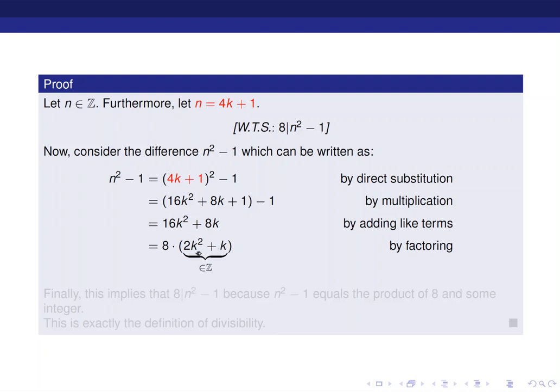But remember, k was an integer, so therefore 2k squared plus k is also going to be an integer. This is highly important because if we know that 8 times an integer is equal to n squared minus 1, this will imply that 8 divides n squared minus 1. And that's exactly what we wanted to show in this problem.